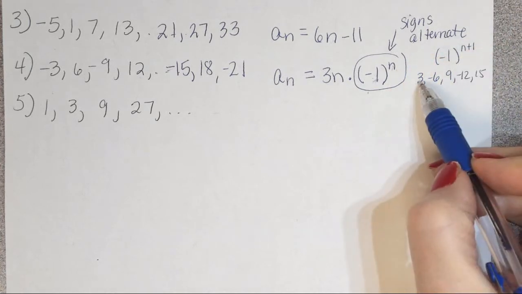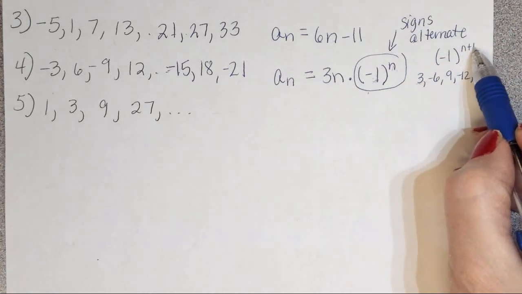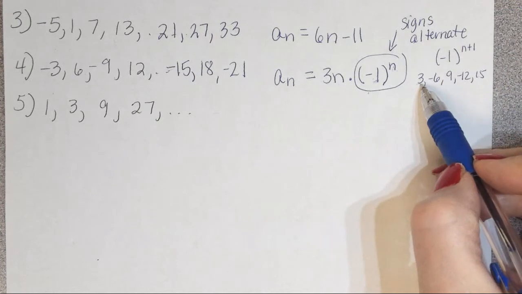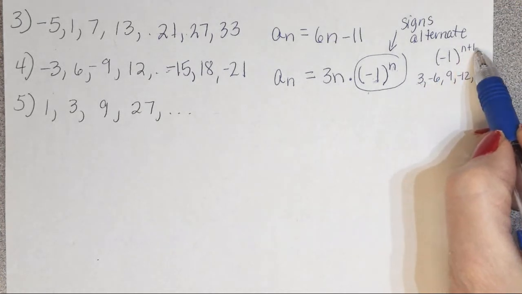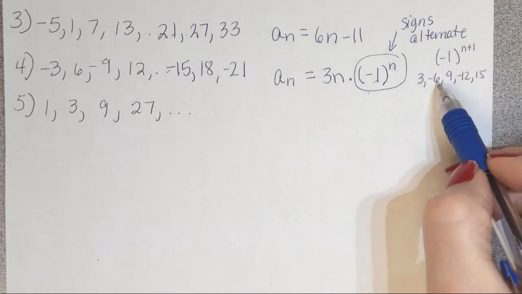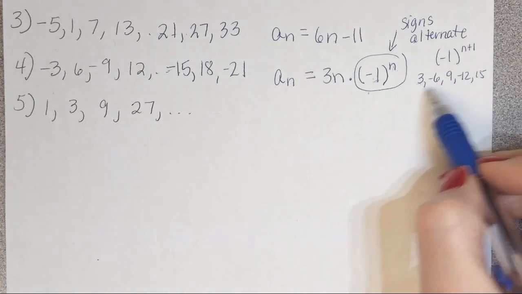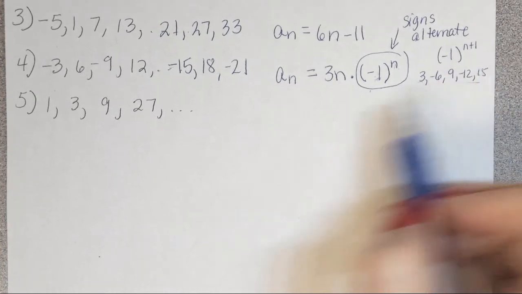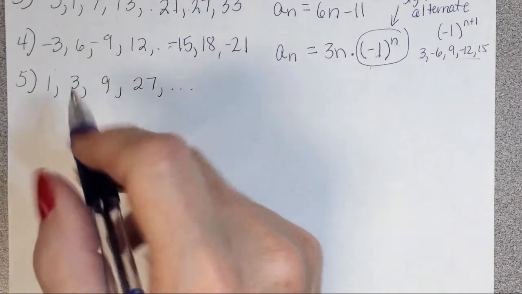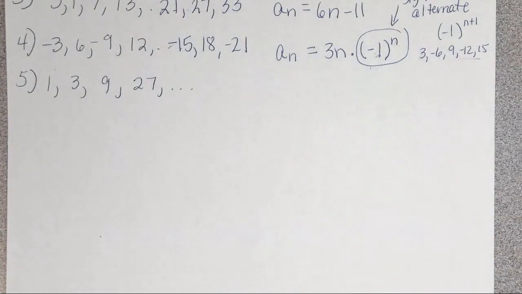plus 1. So now this is the first term, but I would do 1 plus 1 is 2. -1 squared is positive. Second term. 2 plus 1, that's 3. -1 to the third, that's negative. So see how that would work for this situation. All right, so what about this one, the next terms?